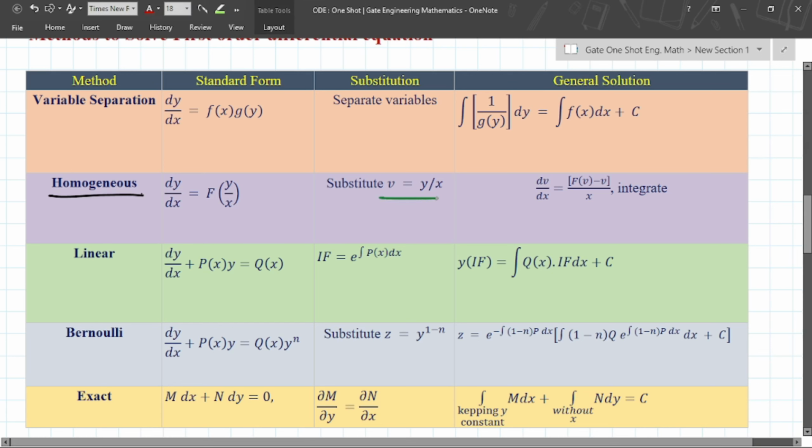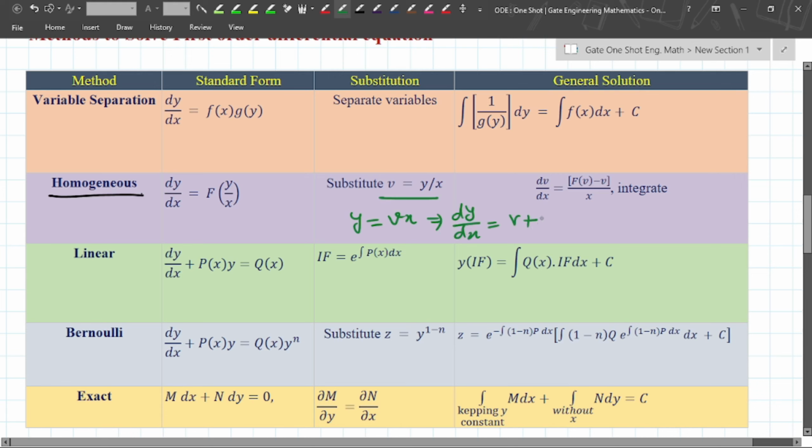So if you replace y equals v of x, then dy by dx is nothing but v plus x dv by dx, applying the u into v differentiation formula. Differentiate the first and the second: the differentiation of x will be 1, and the other is x times dv by dx. We replace the derivative with this, solve it, and you will land up at the variable separation method, obviously.